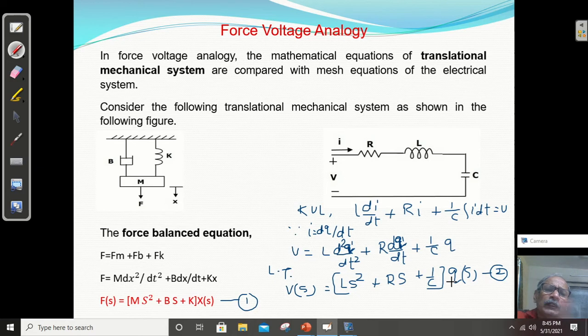In this way we can develop the force voltage analogy. Once you have the force voltage analogy, we can convert this mechanical system into an electrical system, and then we can find the transfer function, analyze it, and find whether the system is stable or not. That is why we are going to study this portion.